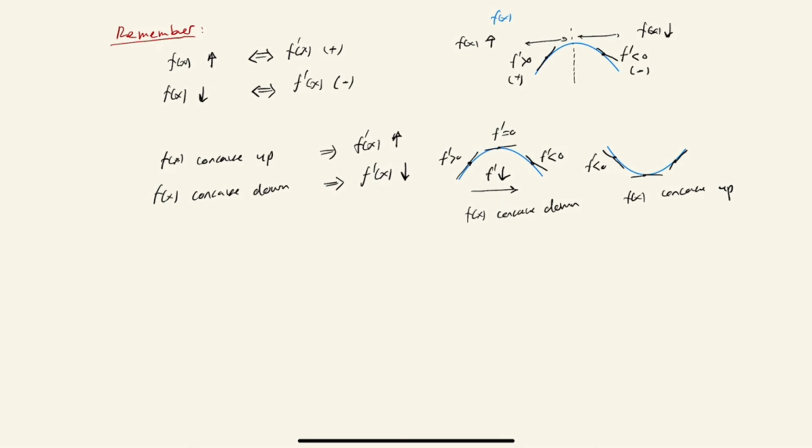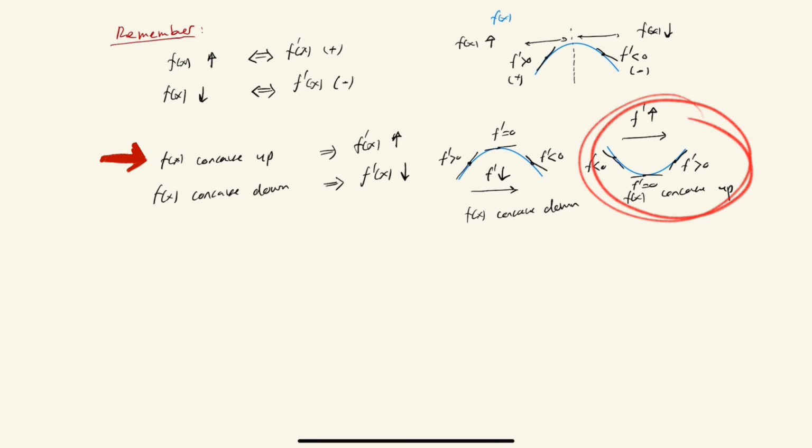Starting from the left, the slope there is negative, therefore the derivative is negative. And then in the middle, the slope is horizontal, so the derivative is 0. Then on the right side, the slope is positive, therefore the derivative is positive. So as we move from left to right, here f prime of x is increasing.